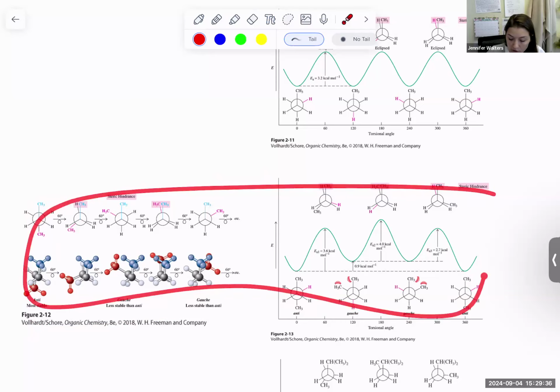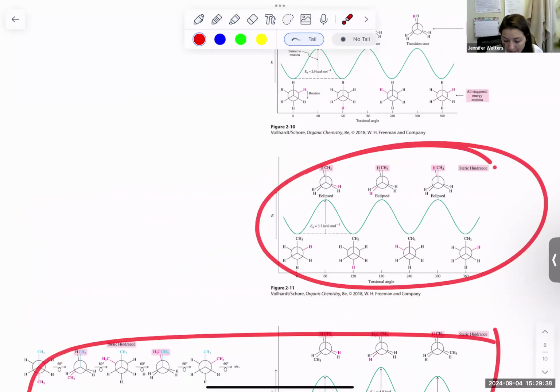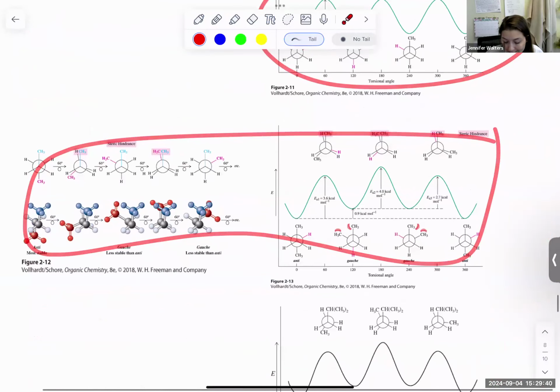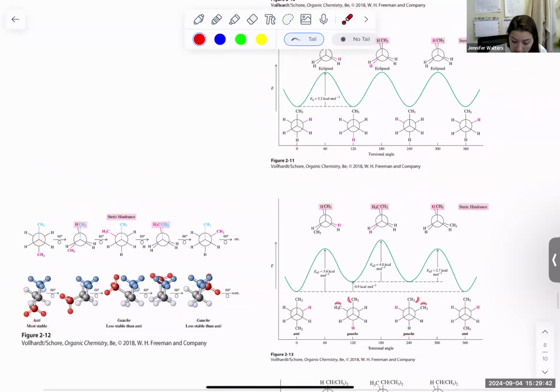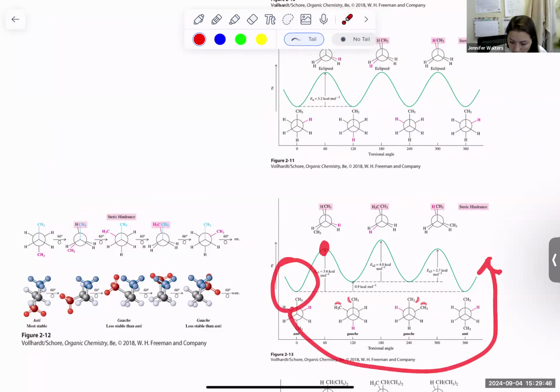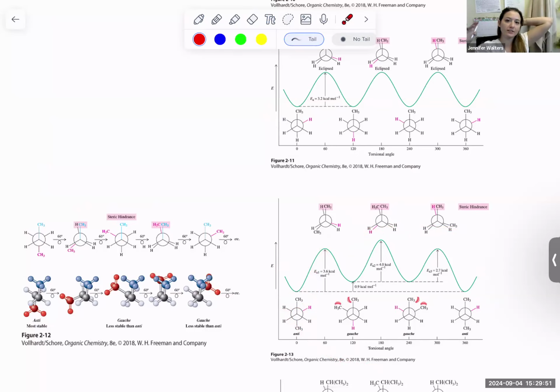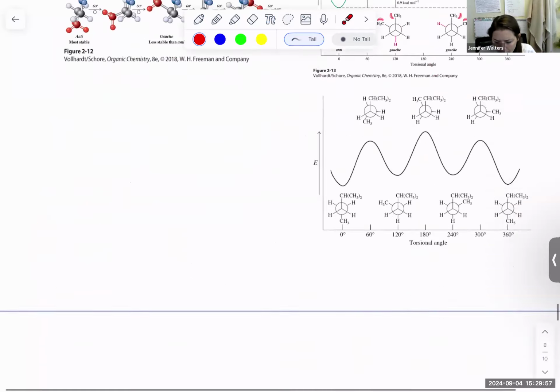So you can draw them yourself, but you can also look at their relative perspectives. All of these are starting staggered, but I could have started eclipsed. Wherever you start, you can have a different 0 point. It all just depends on what your initial perspective is. I hope that makes sense.